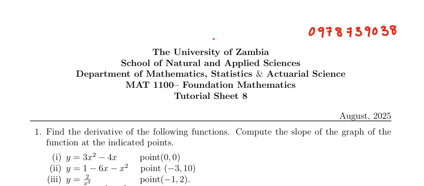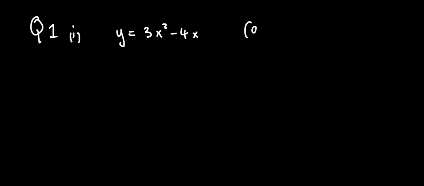So question 1, they are saying find the derivative of the following functions, compute the slope at the given indicated points. So question 1, Roman numeral 1 is saying y is equal to 3x squared, then we have minus 4x. The point given is (0, 0). So just get the derivative using power rule.